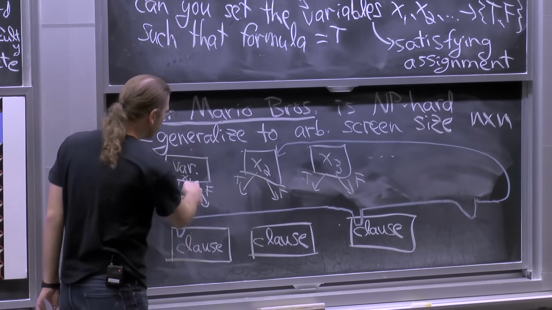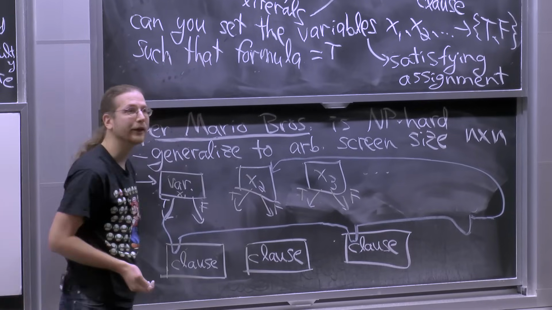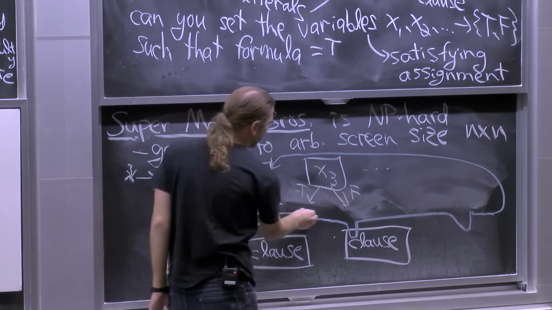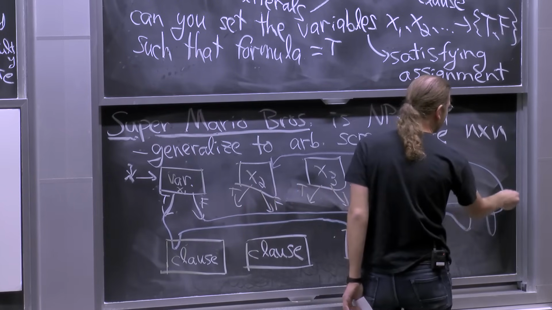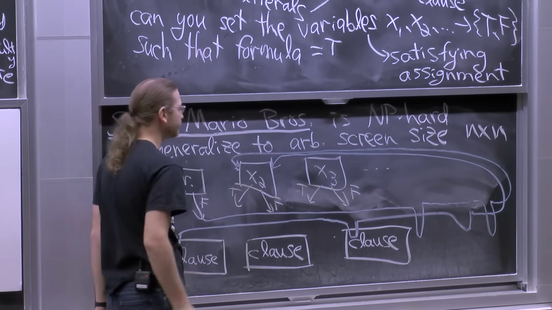Next, I look at this false wire for x1. So all the clauses that have x1 bar in them, I'm going to connect. So I don't know which ones they are. Maybe this one, something. OK? And then come here.